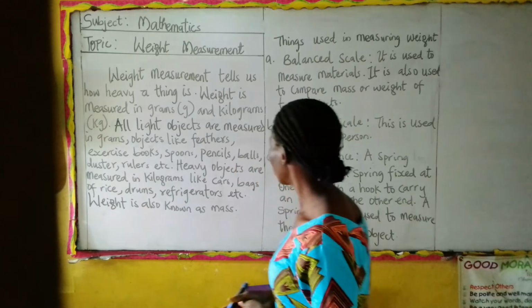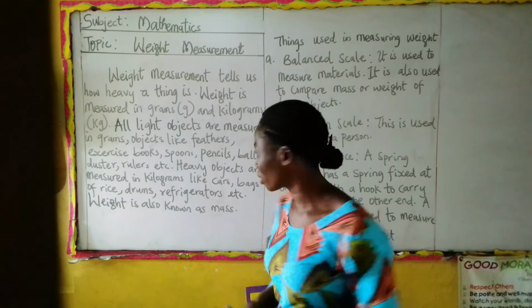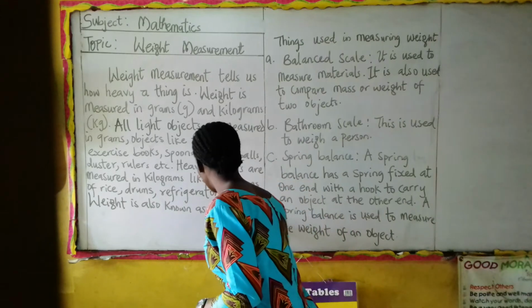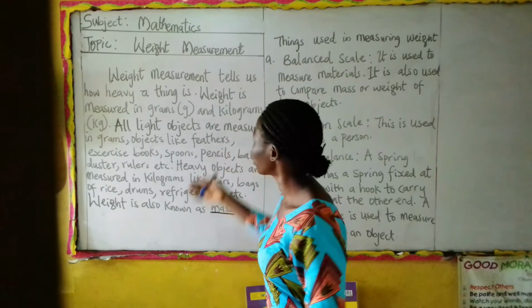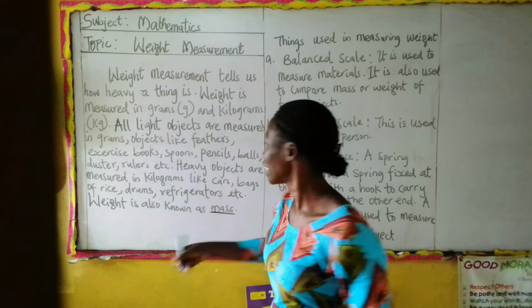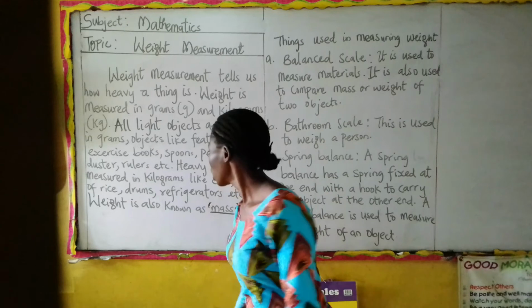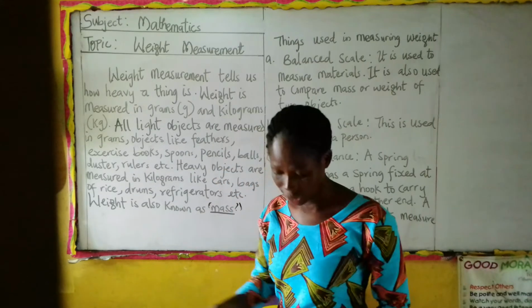Okay, all right. So another word for weight is called the mass. It's called what? The mass. If I don't want to make use of the weight here, I might make use of mass here. Do you understand? Yes, that's another name for weight.